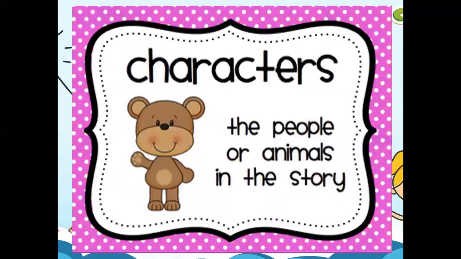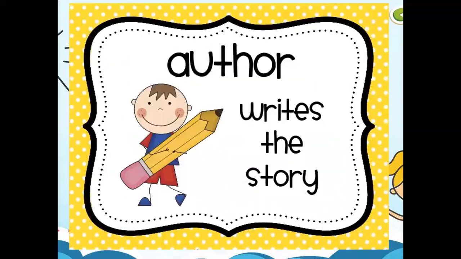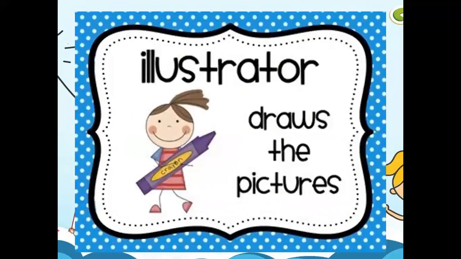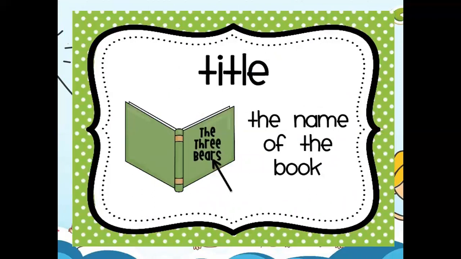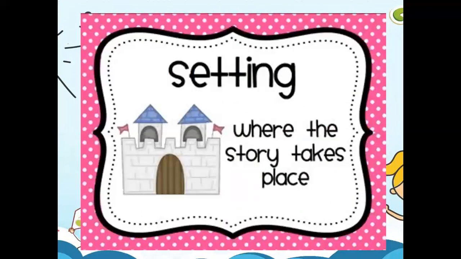Now, let's revise the story elements. Here we have the author. He's the person who wrote the story. The illustrator, he's the person who draws the pictures. The title is the name of the story. The setting: where did the story take place? The time and the place.